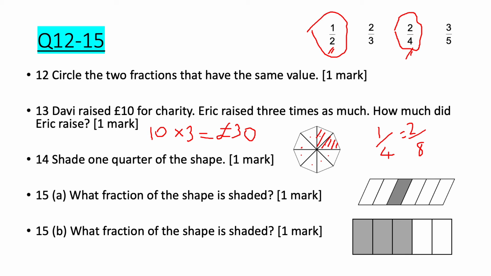Question 15A, guys. What fraction of the shape is shaded? Well, I've got 1, 2, 3, 4, 5, 6. So I've got 1 out of a total possible 6. Part B. What fraction of the shape is shaded? I've got 1, 2, 3, 4, 5. 3 of it shaded out of a total possible number of 5, so 3/5 is my answer for that question.